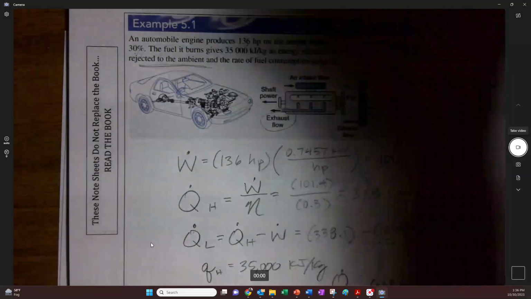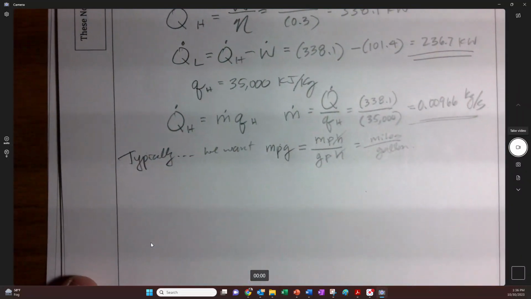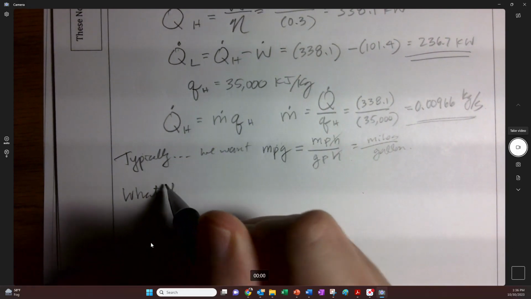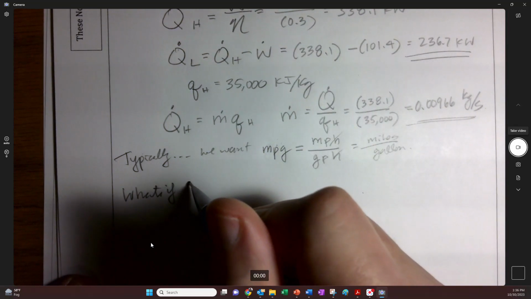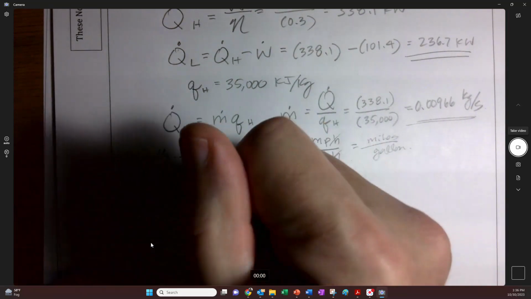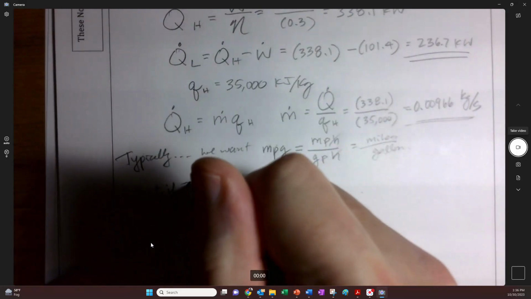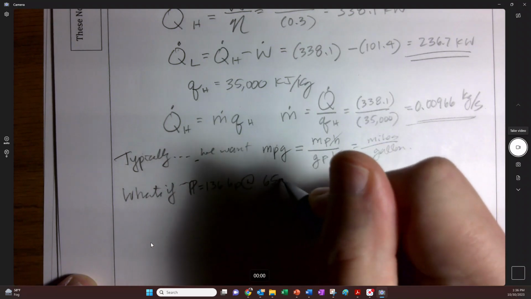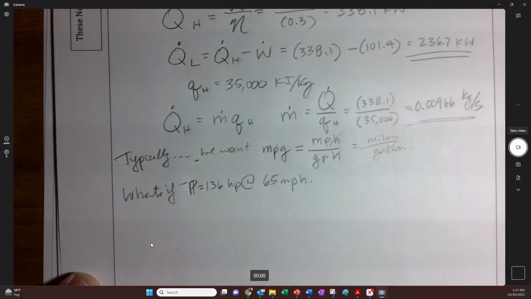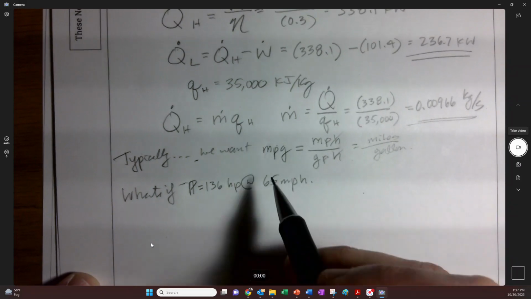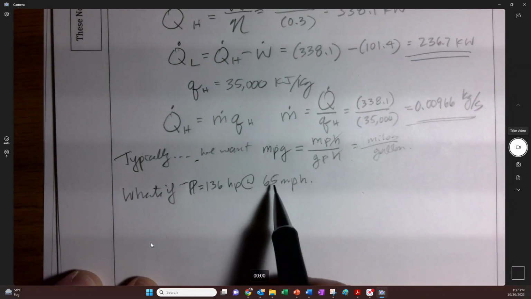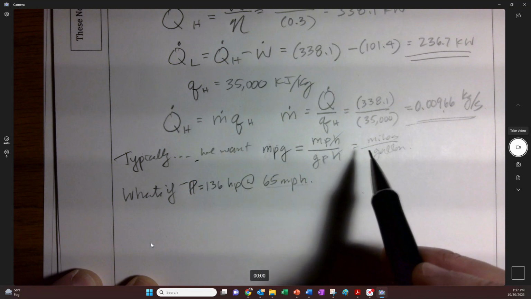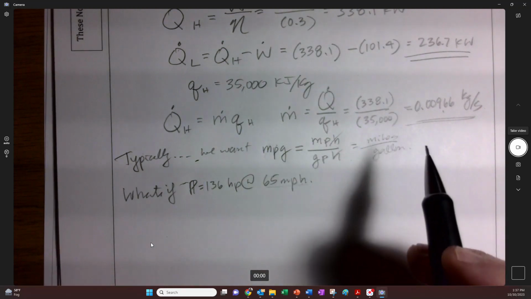So that we want to try to get sort of a range. We're just trying to get our head around how much this is. So what if the power was equal to 136 horsepower at 65 miles per hour, because we don't want to go over the speed limit, do we? Never mind. So I have 65 miles per hour for this. I want to turn that into gallons per hour just so I can rationalize things.